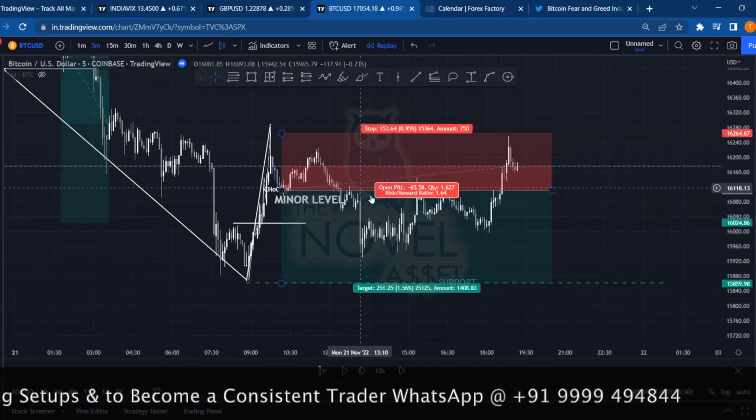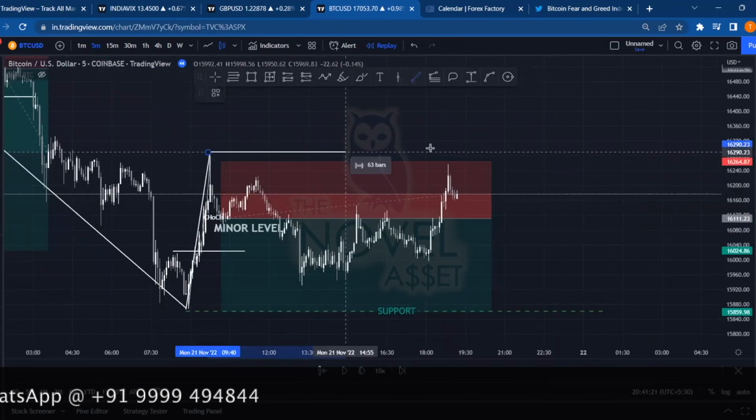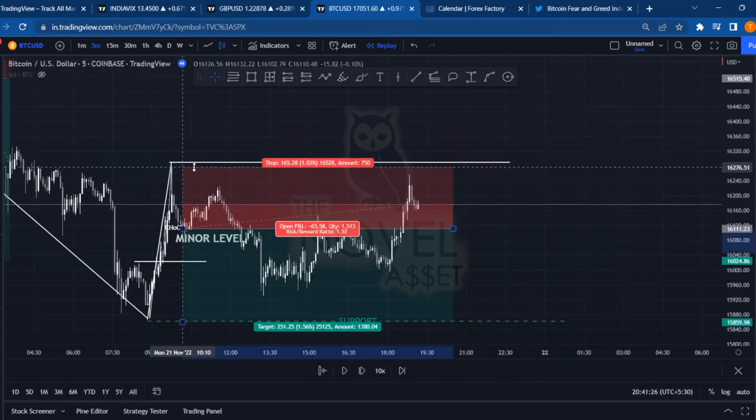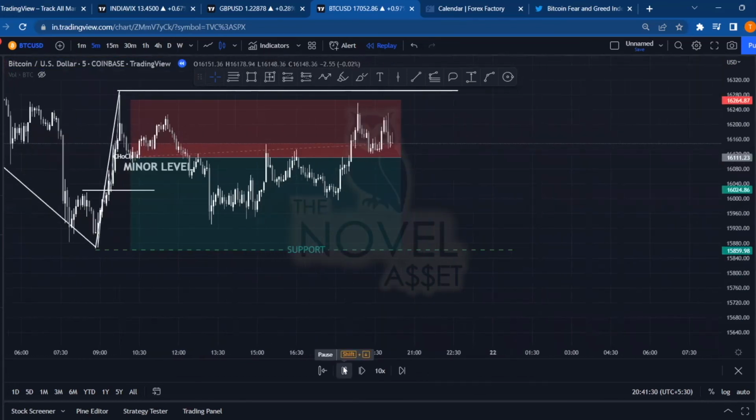Why? Because price started moving towards the upside. But if you see over here, this high is still protected, right? This high is still protected. So what you can do is shift your stop loss a little bit higher, or you can keep it where it was previously. You don't need to be fearful. And let's see where the price starts going.